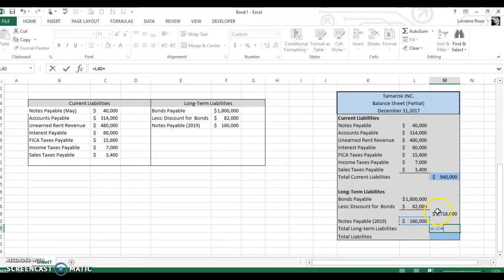We next need to find our total long-term liabilities. So we'll add our notes payable that's due in 2019 and our bonds payable. That gives us 1,878,000. And we want our total liabilities now. So we'll take our current liabilities plus our long-term liabilities, which gives us 2,818,000. That's how you make a partial balance sheet with long-term and current liabilities.